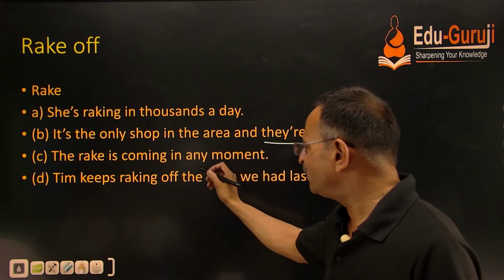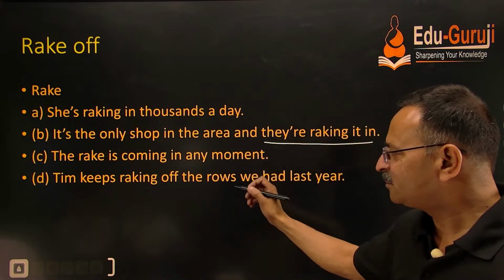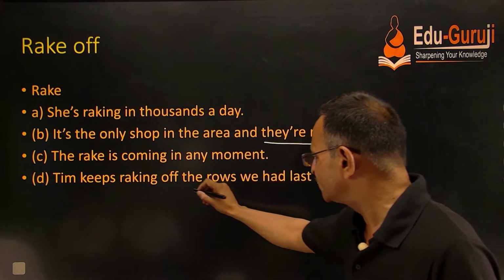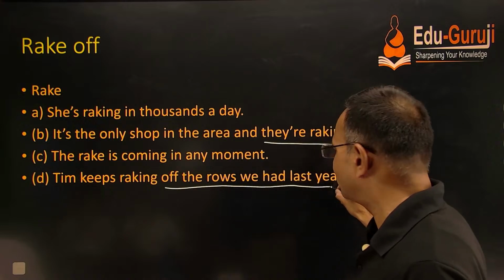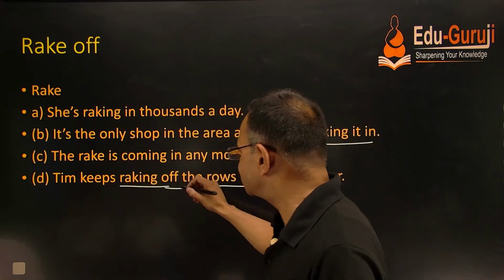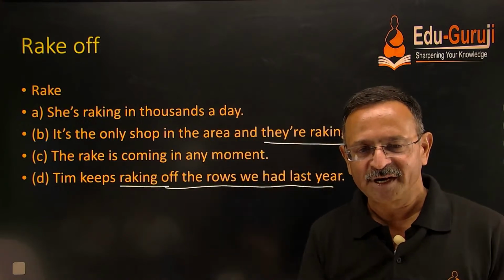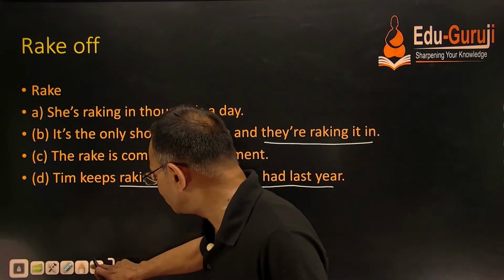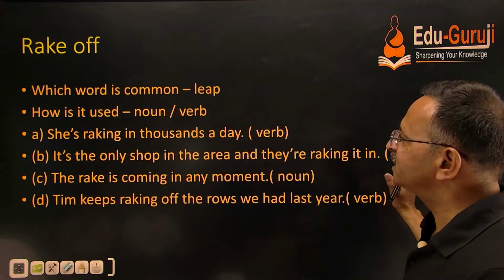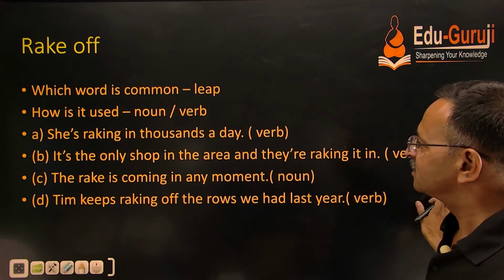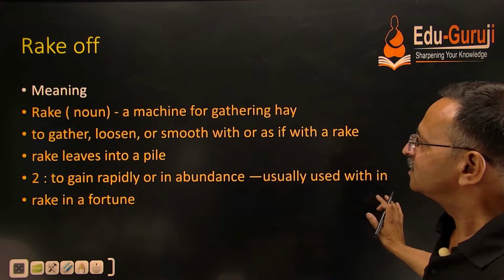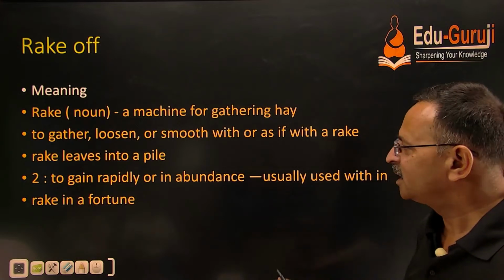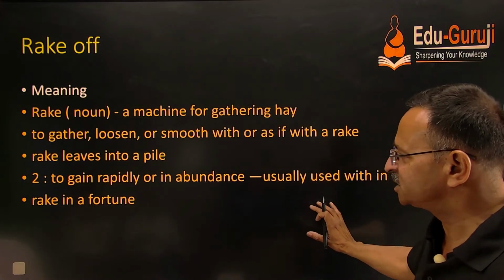Then, the rack is coming in any moment. Then, Tim keeps racking off the rows we had last year, right? So these are the four options. Again, it is very easy to do. Now let's see which is the common word here. The common word is rack, and it has various meanings that we can use.